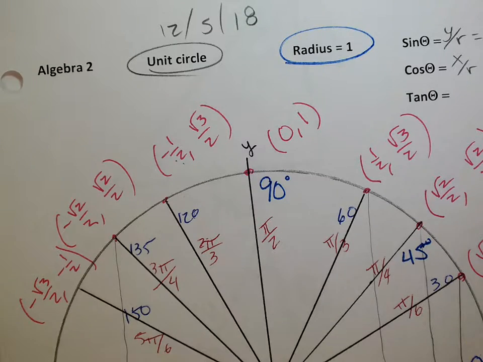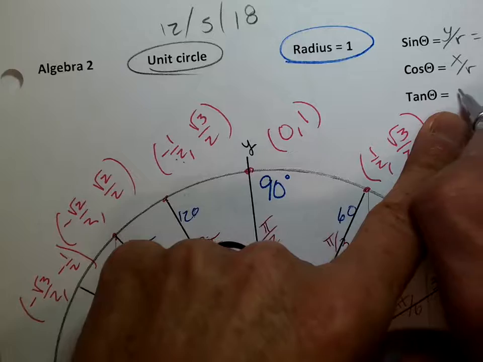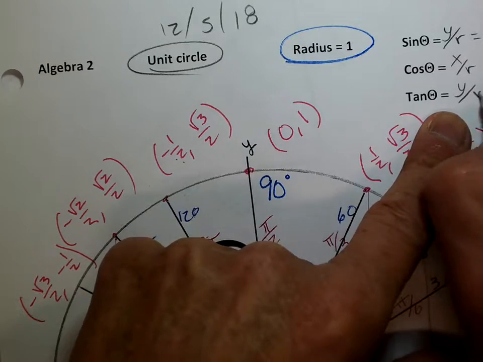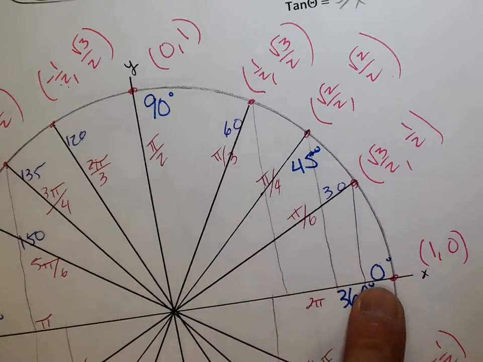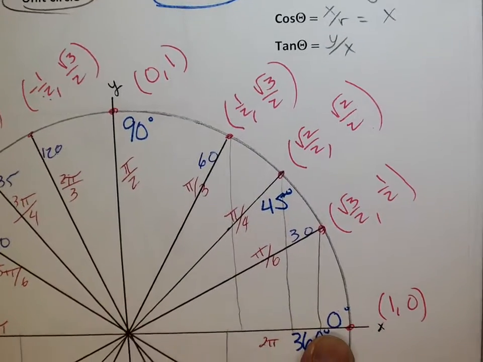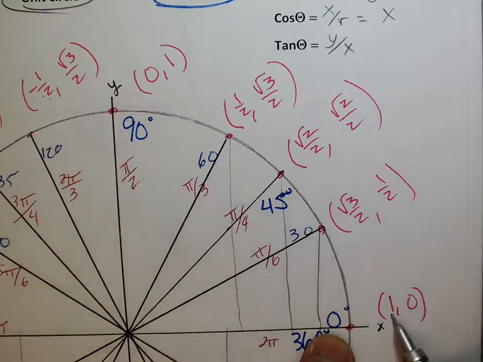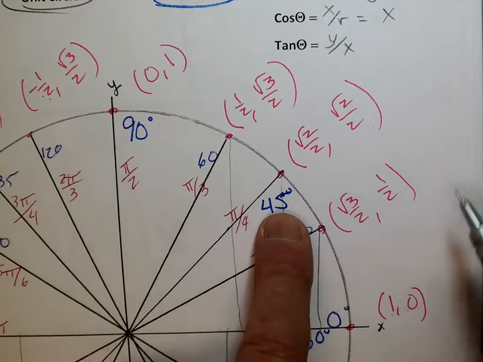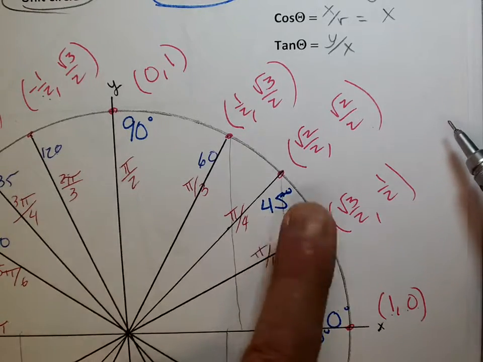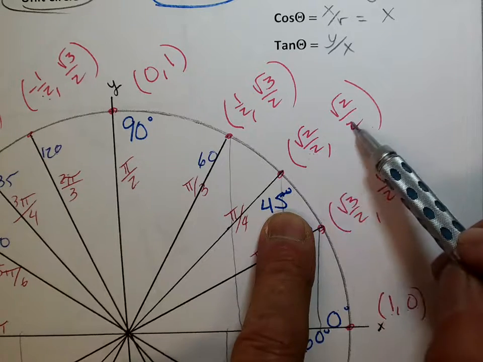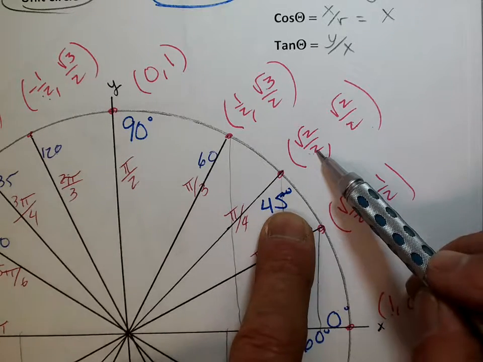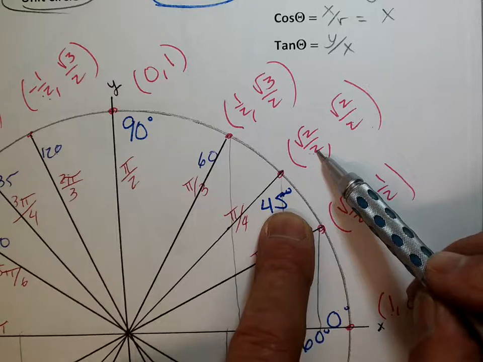Now, what about tangent? Tangent's the y over the x, okay? So if I did the tangent of 0, if tangent's y over x, the tangent of 0 is going to be 0 over 1, which is just 0. If you use your calculator and do tangent 0, you'll get 0. The tangent of 45 is this over this: square root of 2 over 2 over square root of 2 over 2. But that's just 1, isn't it?